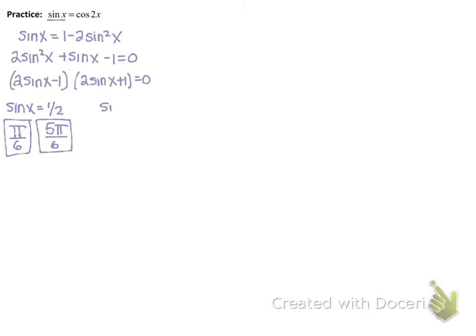And then I have sine x. Oh, there's a mistake here. It shouldn't be 2. It should just be sine x. Sorry about that. So I have sine x is equal to negative 1. And sine is negative 1 at 3 pi over 2.